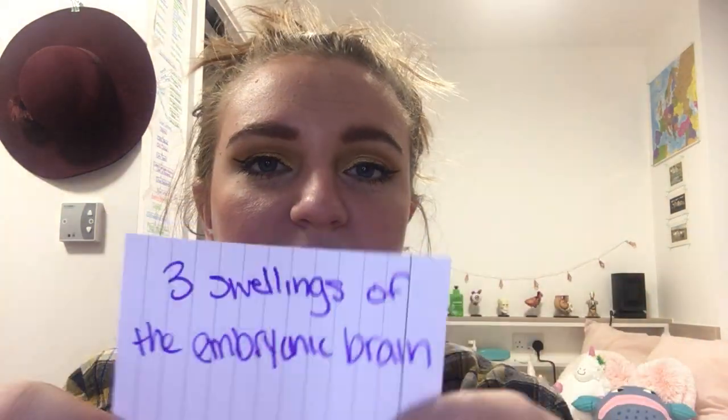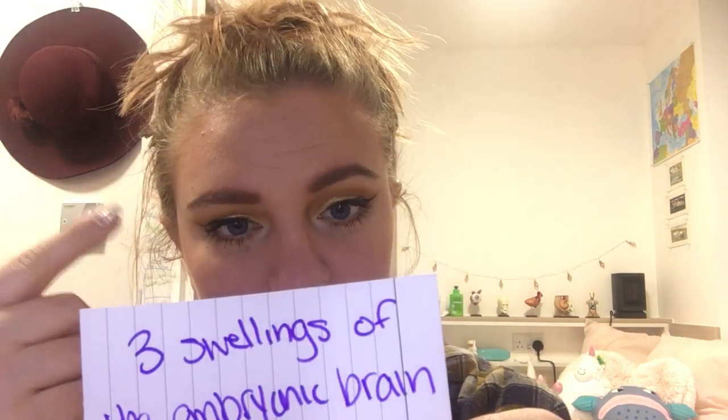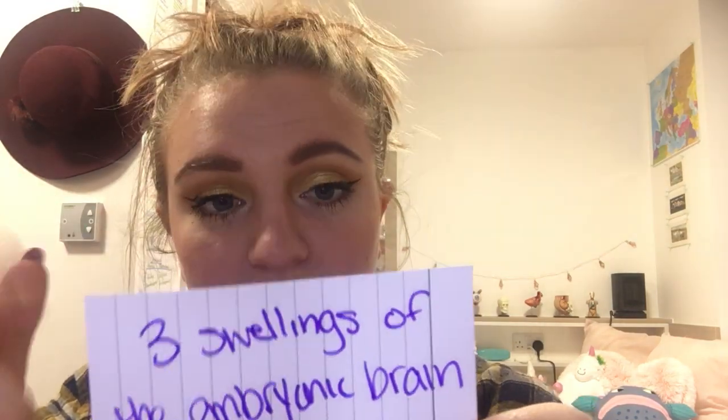There's 3 swellings of the embryonic brain. So what are the very first 3? Those are the prosencephalon, the mesencephalon, and the rhombencephalon. That's going from front to back.